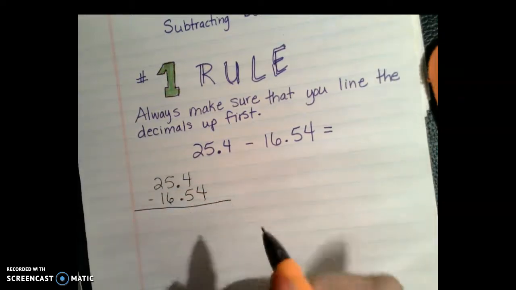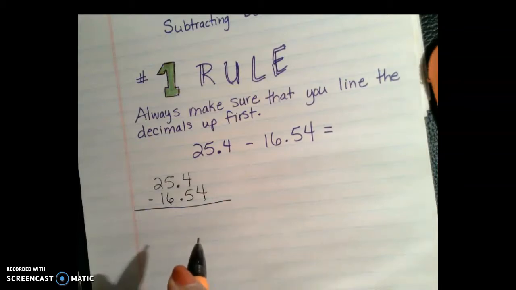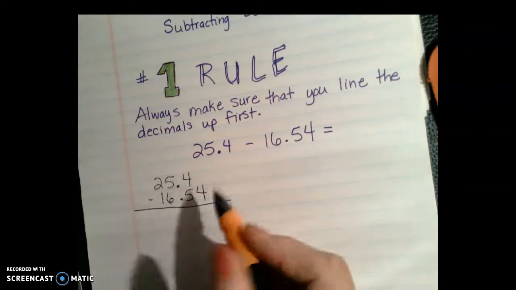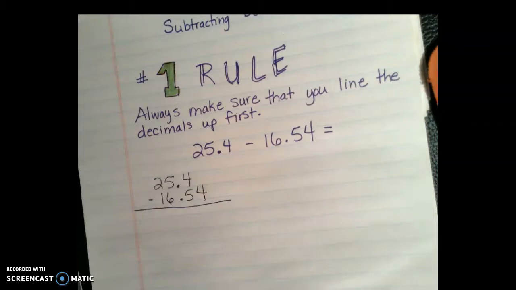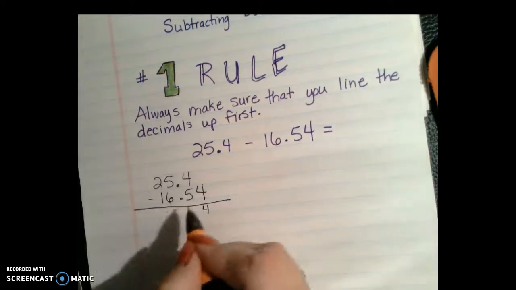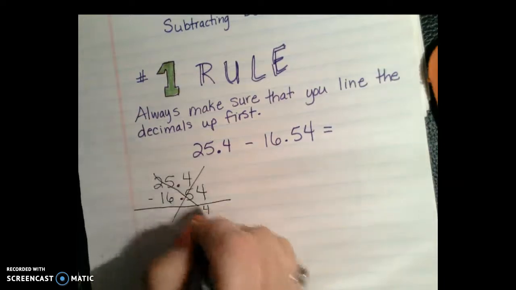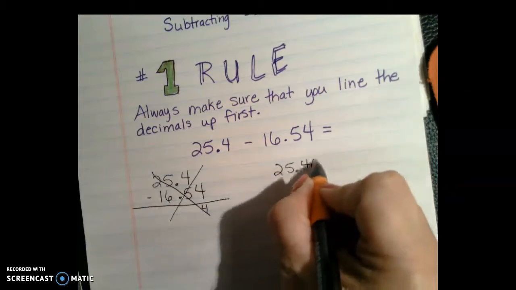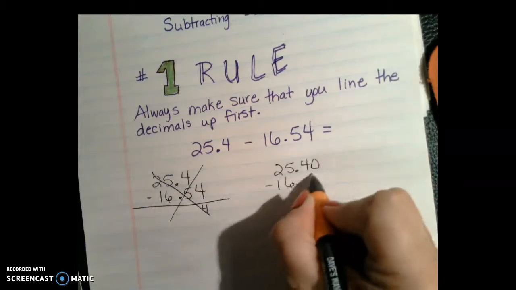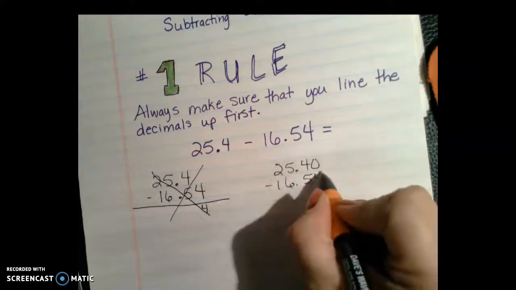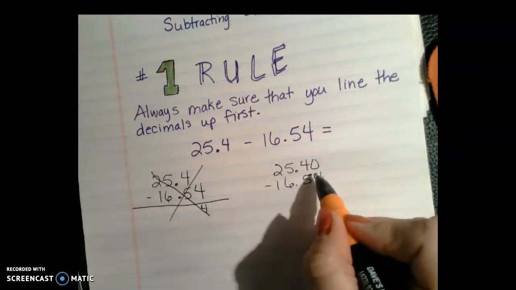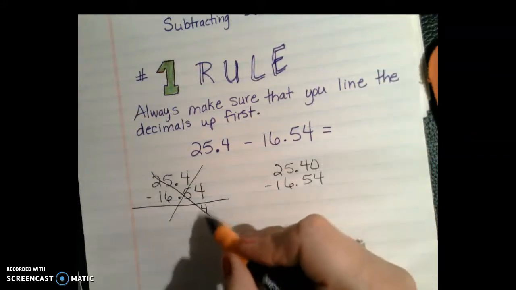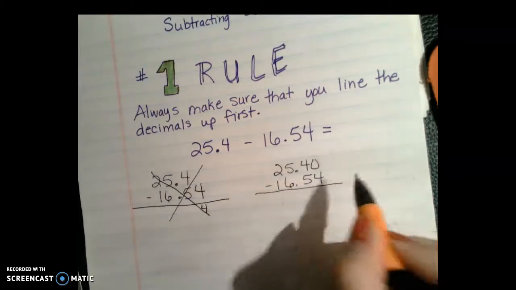Now let me show you what most kids are going to do in this problem. Most kids are going to look at this problem, and what they're going to do is they are just going to bring this 4 down because there's nothing there. And then they're going to go on and subtract. That is not correct. Don't ever do that. Particularly in subtracting, you have to put a value in. So you have to put your 0 there if there's nothing there. That's very important. You can't just bring that 4 down or you will get it wrong.